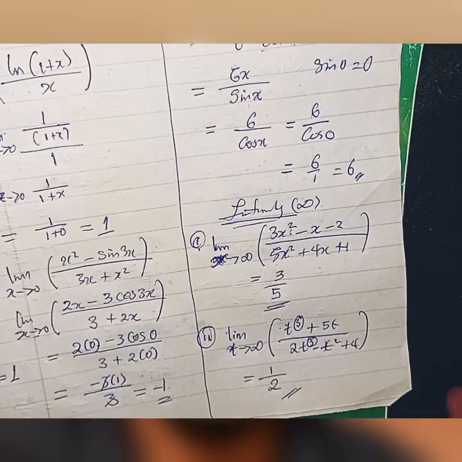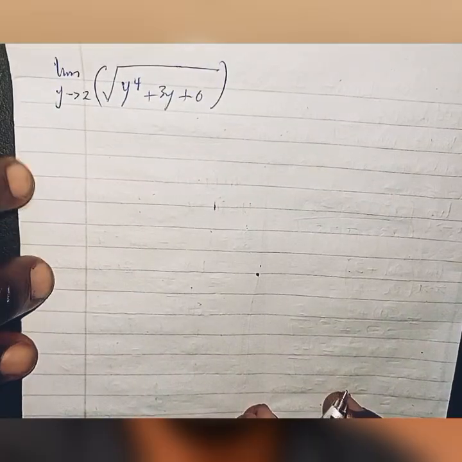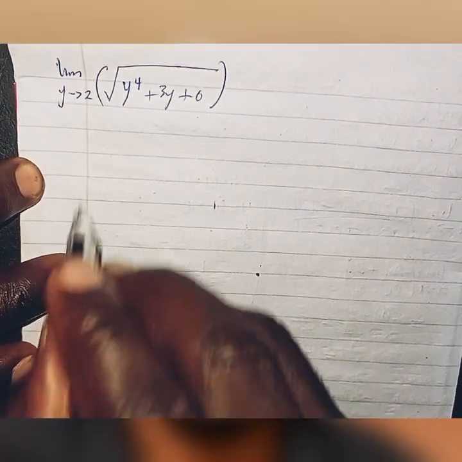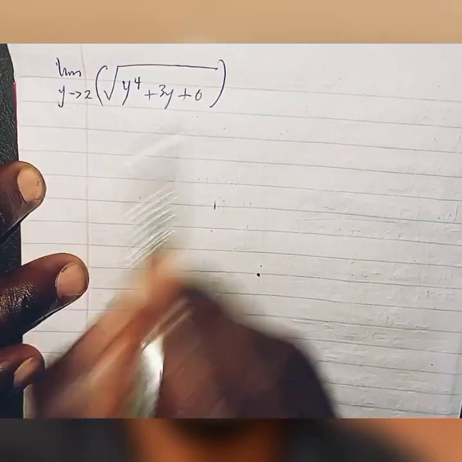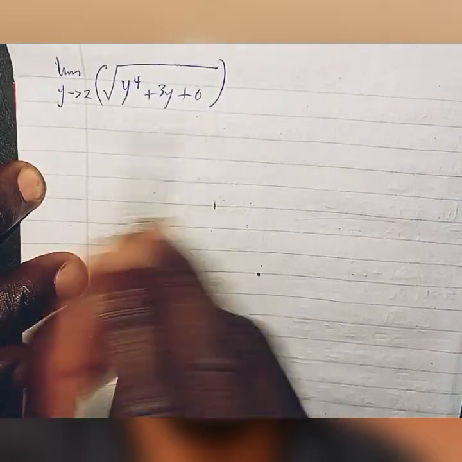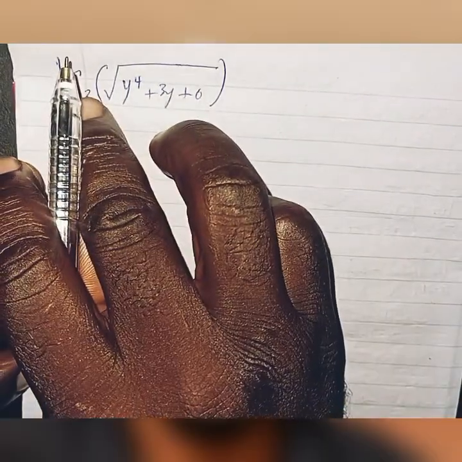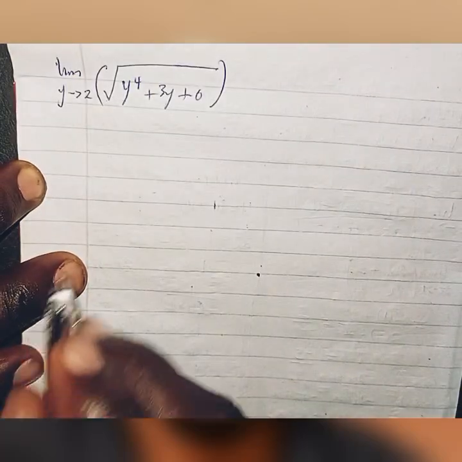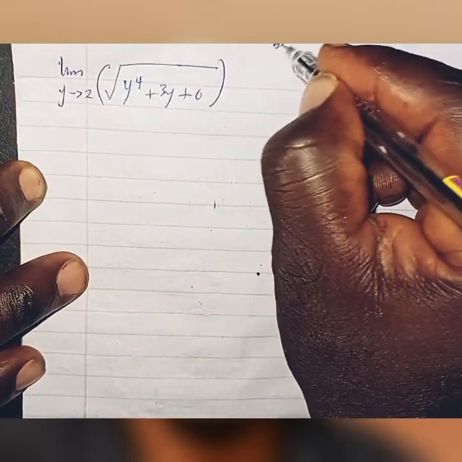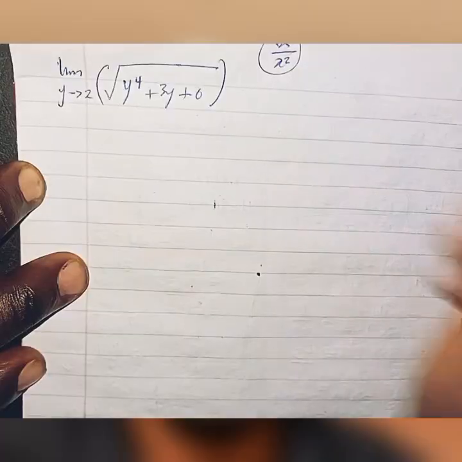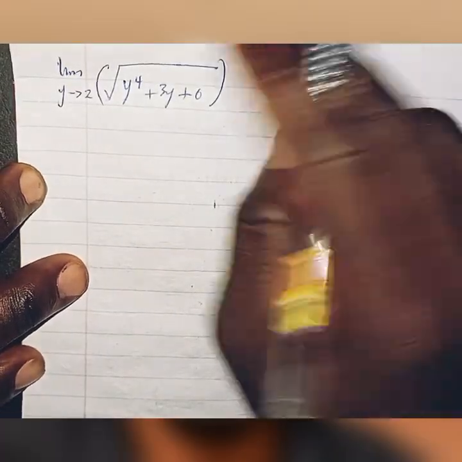Let's go to another example. Now, this is another example. Whenever you have a linear limit, this is linear. What I mean by linear is they are on a straight line. It is different from when you have x over x squared. This is not linear. So this is linear.